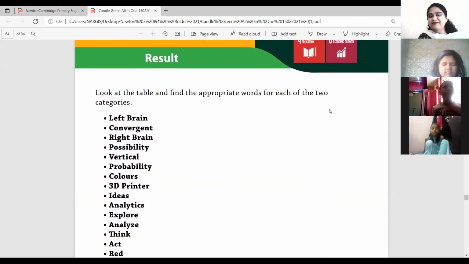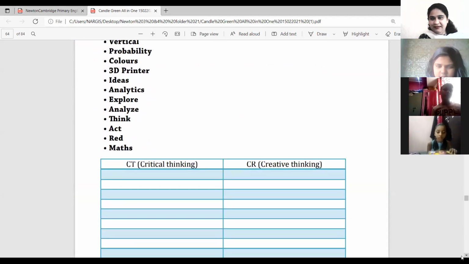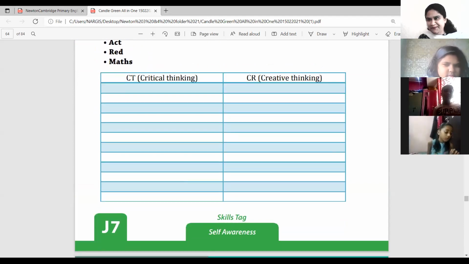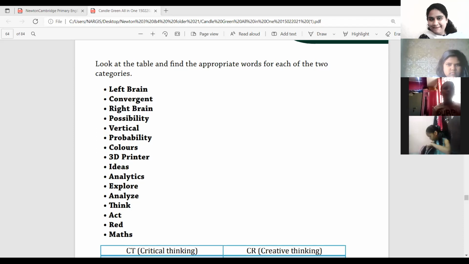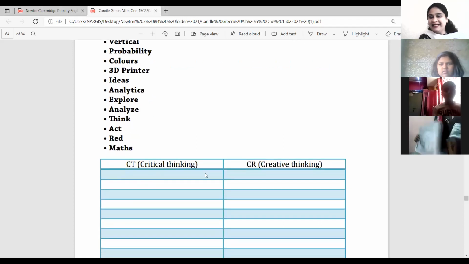See, now look at this. Look at the table and find the appropriate words for each of the two categories. Okay? Now, can you see this? I want you all to do this. Ma'am, what's critical? Critical is when, see, somebody is very sick and we say he's very critical, he's very serious. Yes or no? Yes. So now, what you'll have to do, make two columns. Okay, and you have to put critical thinking and creative thinking. Can you all do this as homework? Yes, because it will take time. Do this as homework and we'll discuss this in the next class. All right?